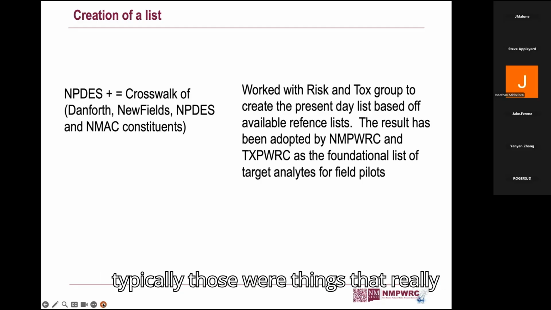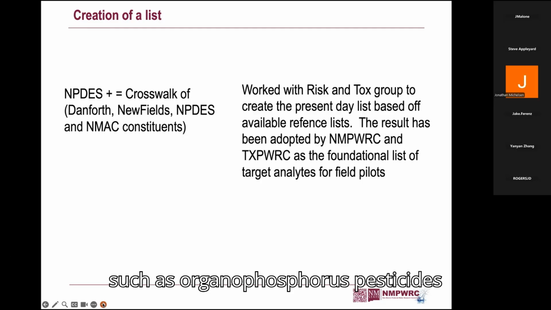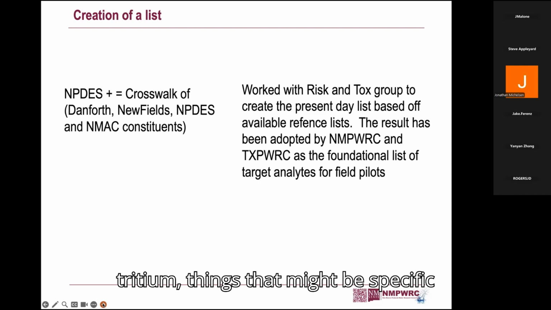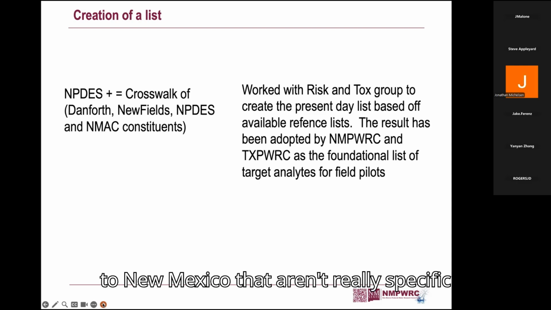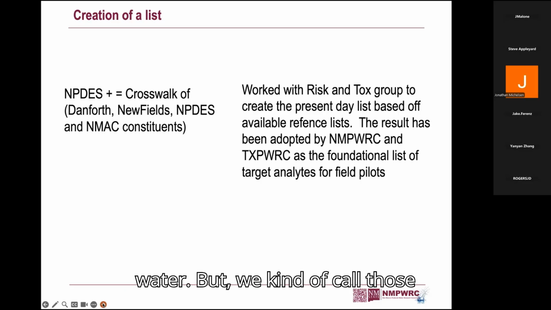And typically those were things that really have nothing to do with produced water, such as organophosphorus pesticides or maybe tritium, things that might be specific to New Mexico that aren't really specific to produced water, but we kind of call those out on the lists.